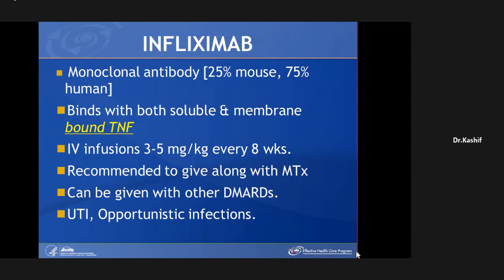So methotrexate, I told you, is a main drug for the DMARDs. Never miss this drug as a DMARD. It's a prototype of DMARD drugs, methotrexate. It can also be given with other DMARDs, and usually the side effects are like UTI and opportunistic infection, as you know, when the body's own bacteria or flora are depressed, so we have the opportunistic infection.